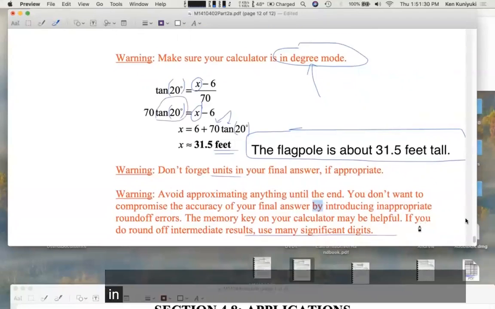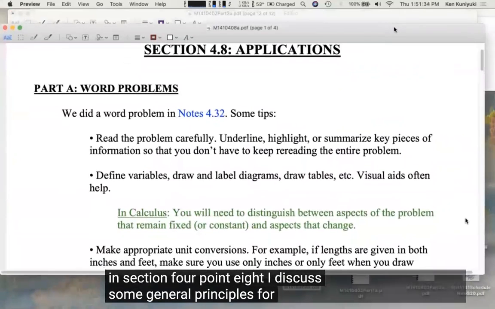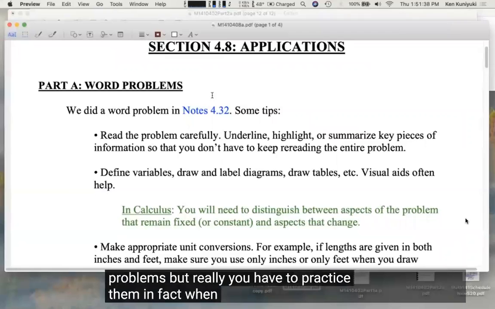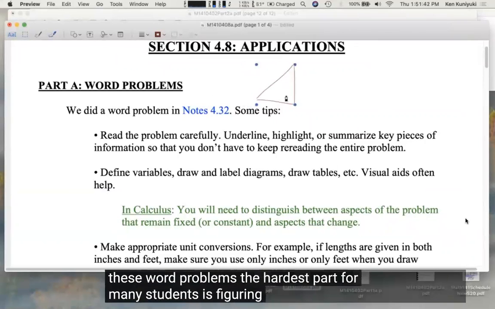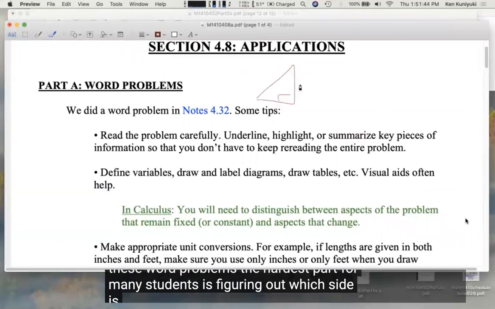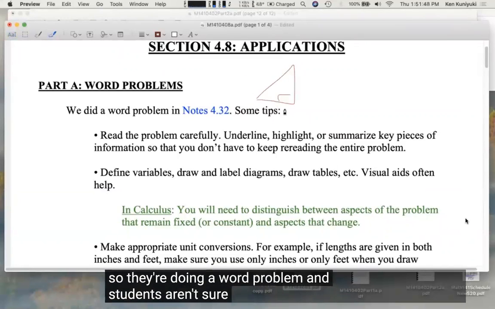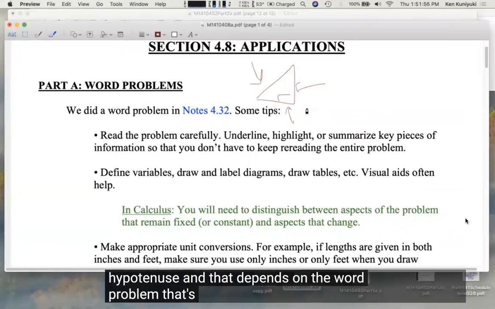Okay, in section 4.8, I discussed some general principles for word problems, but really you have to practice them. In fact, when you actually practice these word problems, the hardest part for many students is figuring out which side is which length. So they're doing a word problem and students aren't sure. Well, is this value this leg? Is it this leg? Or is it the hypotenuse? And that depends on the word problem. That's hard to teach. You get it from practice.